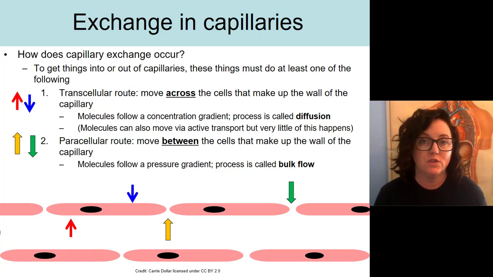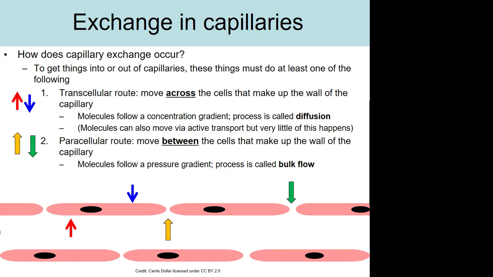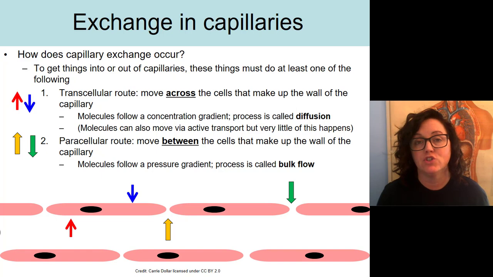Likewise, the cells and tissues of the body produce waste like carbon dioxide and urea and sometimes excess water that needs to be removed from the cells and tissues and put into the bloodstream. So that's why we're going to be doing capillary exchange. Now let's take a look at the how of capillary exchange.